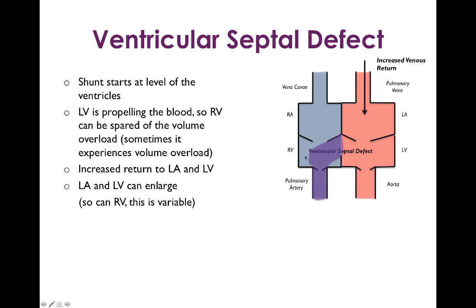And depending on whether the right ventricle is also experiencing a volume load from this shunt, that is to say, is the right ventricle also doing work to propel this blood out of it into the pulmonary artery, the right ventricle can potentially enlarge too. So that's ventricular septal defect.